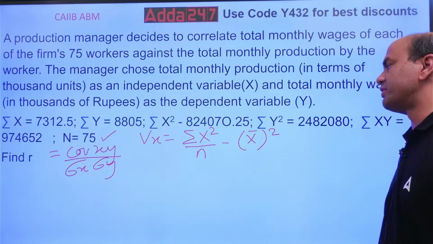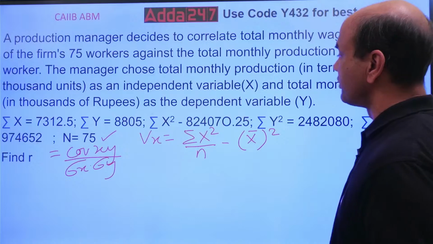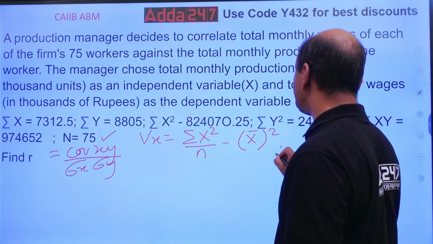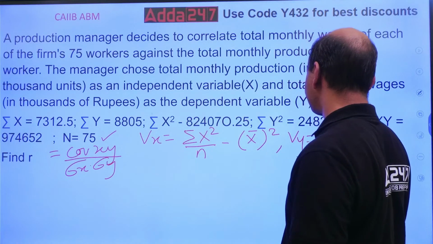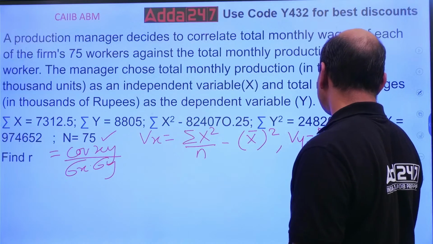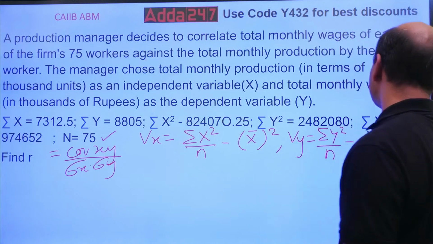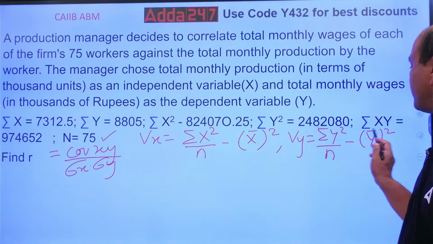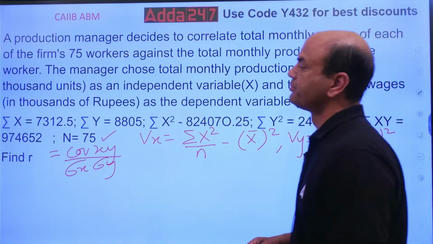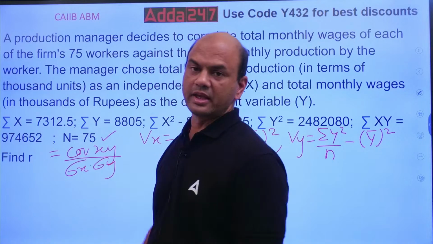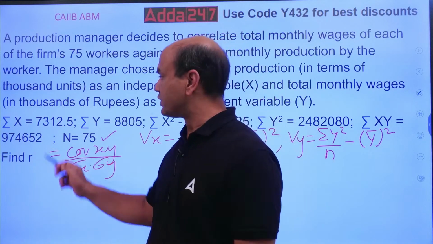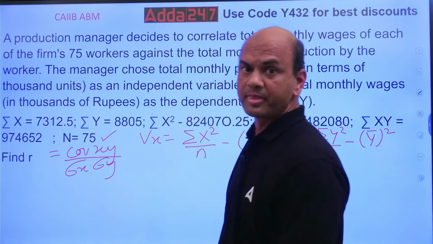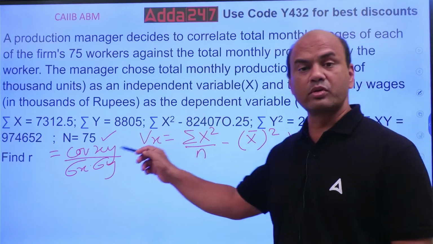So do this, everyone. Try this, everyone. You have to find out summation x square upon n minus x bar square for variance of x. Then you have to find out variance of y: summation y square upon n minus y bar square. Here also you are having y square. How will you find out x bar? Summation x divided by n. Bar means average. So x bar is average of x, y bar is average of y. Find out, and then after this we will find out covariance.